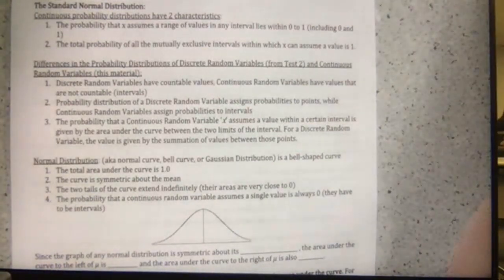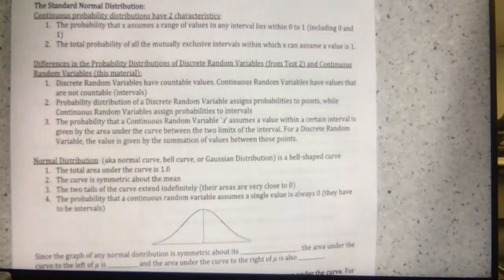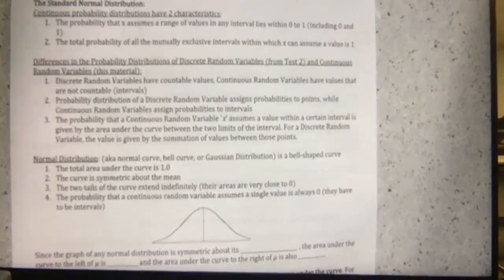So the standard normal distribution is continuous probability. Remember, continuous means that it's going to be over an interval. So like from this number to this number. Probability distributions have two characteristics. The probability that X assumes a range of values in any interval lies within 0 and 1, including 0 and 1. Again, we're talking about continuous, or we're talking about an interval.